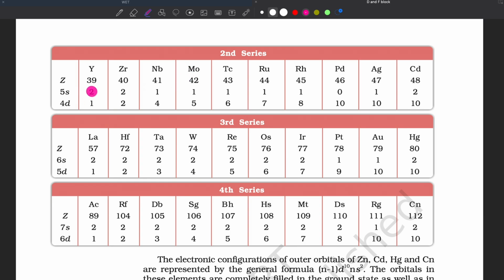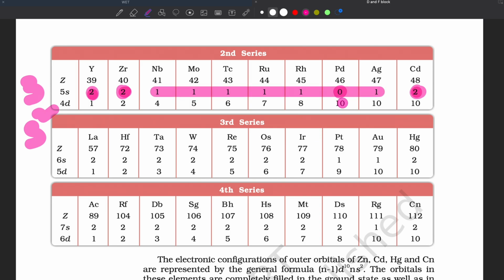How to remember: there are only 3 elements with s2 configuration. The first 2 and the last 1 have s2 configuration, right? And palladium has the 0 configuration. Easy to remember. Only 3 elements have s2 configuration: yttrium, zirconium, cadmium, and all the remaining have s1 configurations, right? So 0 is palladium.